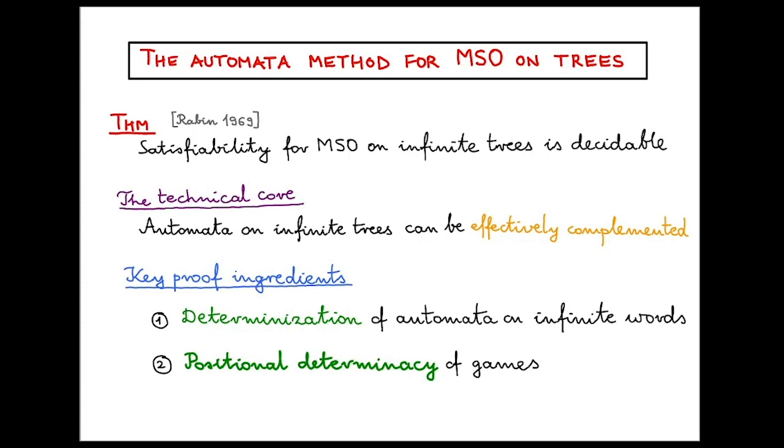The technical core of Rabin's solution of this problem is a proof that non-deterministic automata on infinite trees can be effectively complemented. Or in other words, that there is an algorithm that, given an automaton on trees, produces another automaton that recognizes all the trees that are not accepted by the original automaton. Now, as Mikołaj has pointed out, this is a complex and subtle proof.